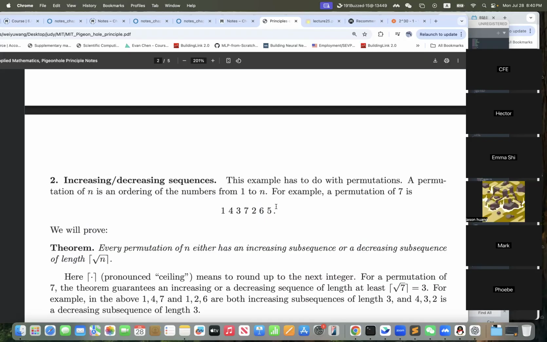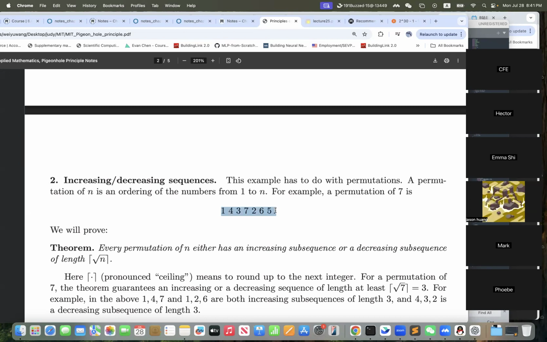Yeah, exactly. So a permutation means you permute, right? So it means you change the ordering. The natural ordering from 1 to 7 is 1, 2, 3, 4, 5, 6, 7. A permutation is when you reorder them in some random way. It's like you shuffle them. If you buy a deck of cards, it is ordered in increasing order, and if you shuffle the cards, you reorder them, then it is called a permutation. It can appear in any order. So 1, 4, 3, 7, 2, 6, 5 is a permutation.